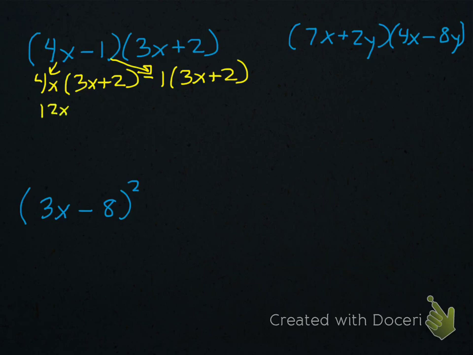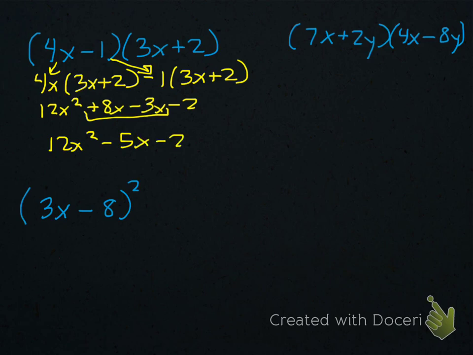We get 12x squared plus 8x minus 3x minus 2. And these middle two terms, because they have the same variable and exponent, we can combine. So 12x squared minus 5x minus 2 is our final answer. Make sure you have your x squared. Make sure you have your x on your middle term.